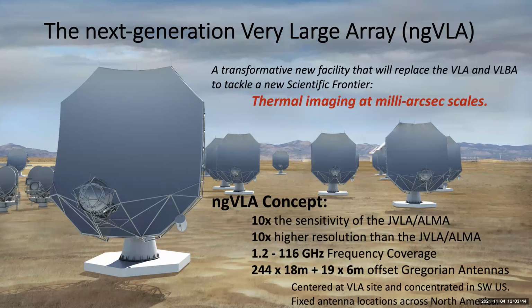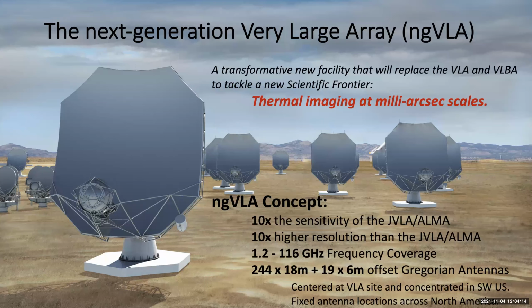So the concept is pretty simple. It was a sort of broad concept that was brought to the community to ask what they would do with such a facility, something that's an order of magnitude more sensitive than the VLA and ALMA, and something that can achieve an order of magnitude higher angular resolution than the VLA and ALMA. The current projected frequency coverage goes from 1.2 to 116 gigahertz, so HI to J equals 1 to 0 CO.